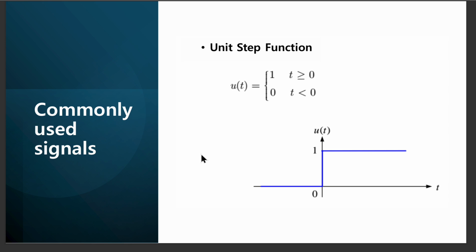Next is the combination function. The function displayed on the screen is the unit step function. The unit step function has a value of 0 until it reaches 0 and then takes a value of 1 from that point onward.